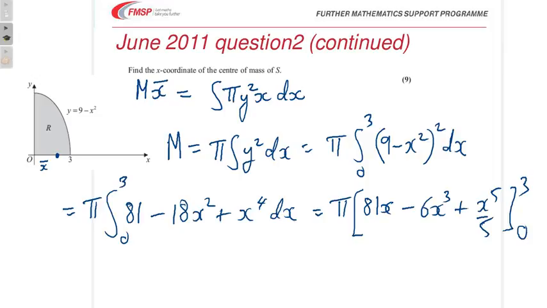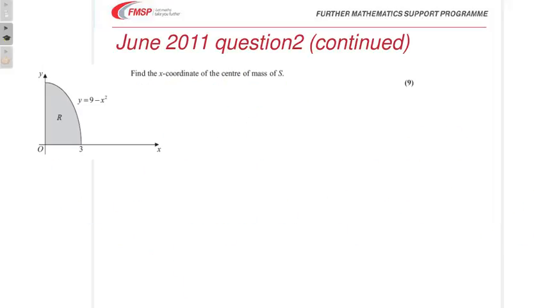If you evaluate this integral, it comes to 648 pi over 5. And that gives us the mass. So we've got the term we need for the left-hand side of the top equation. Let's carry on now then. Next page. We've got m equals 648 pi over 5.